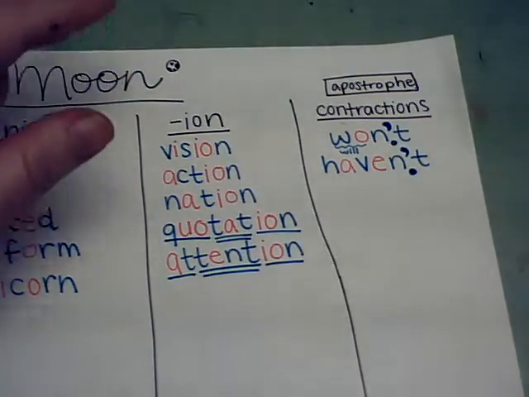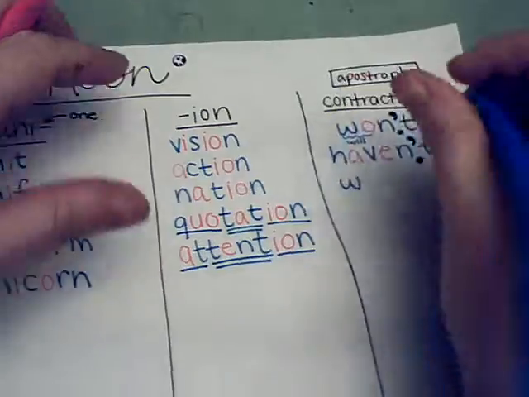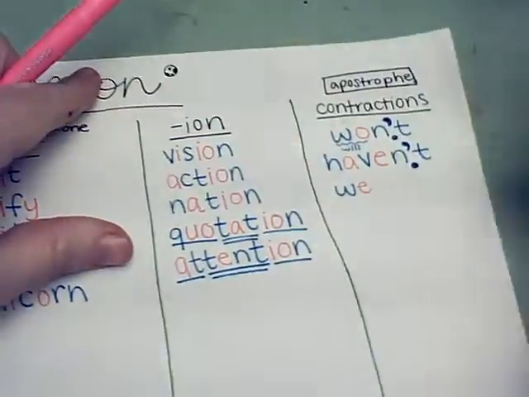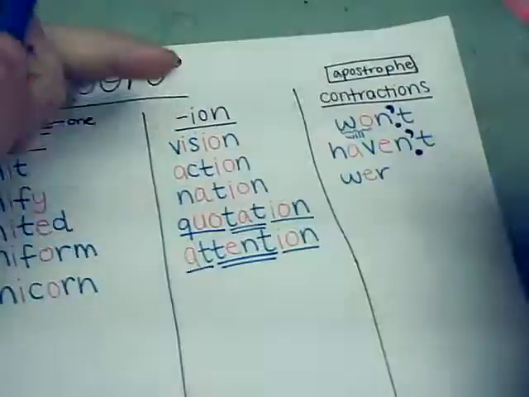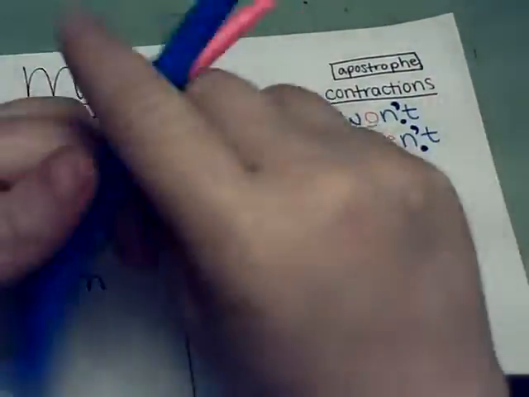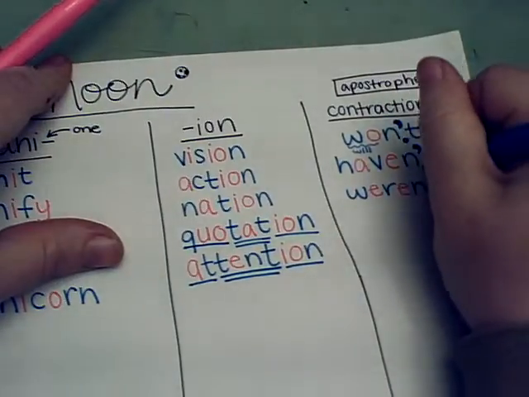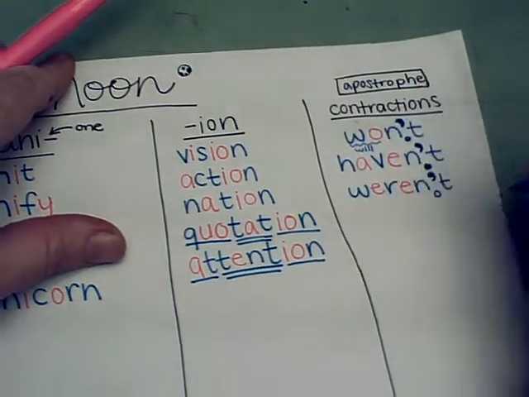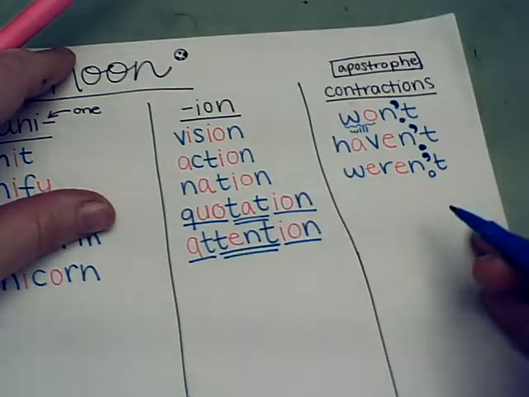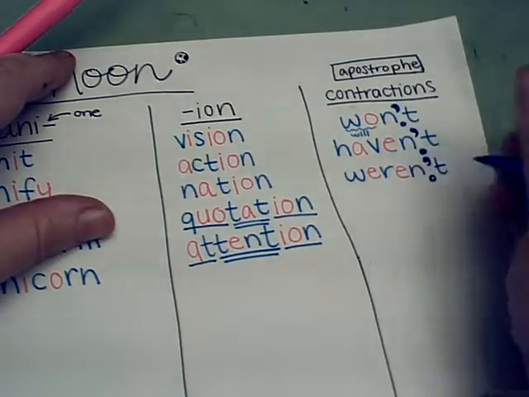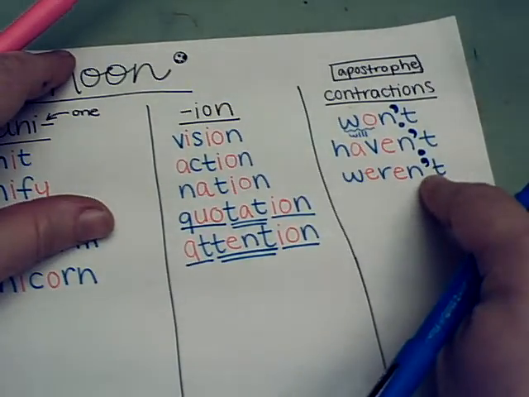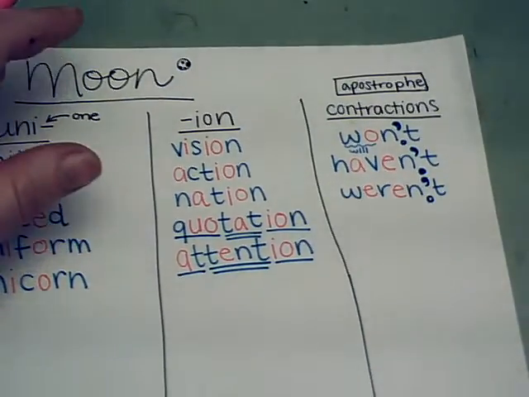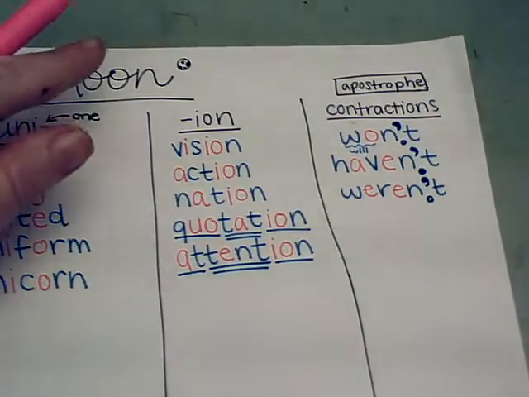Okay, next one is weren't. So were not. W, E, R, E, and then here's the not part, N, apostrophe, T, so it stands for not. That dot right there is not what you're supposed to have in it. I'm just trying to show you guys that it's the word not. So I realize now that it could be a little confusing.